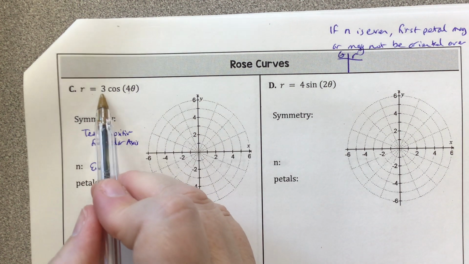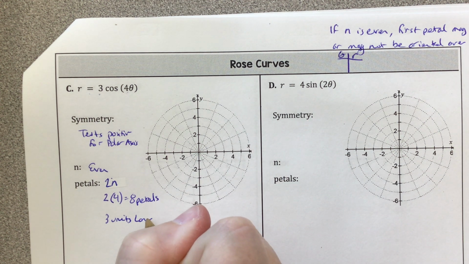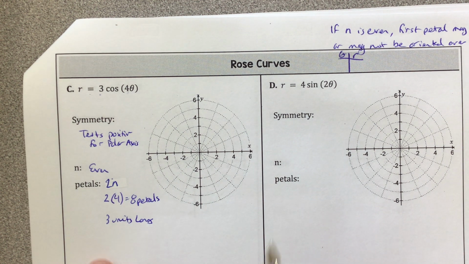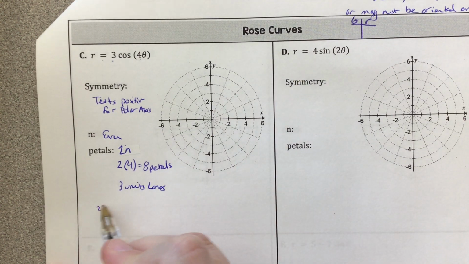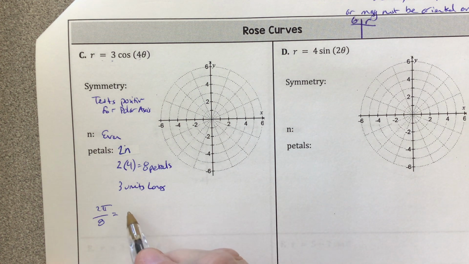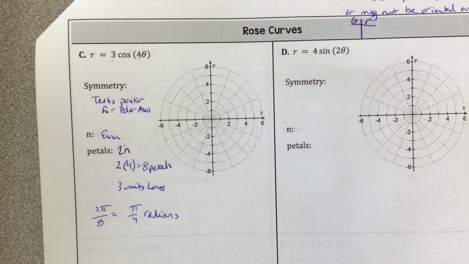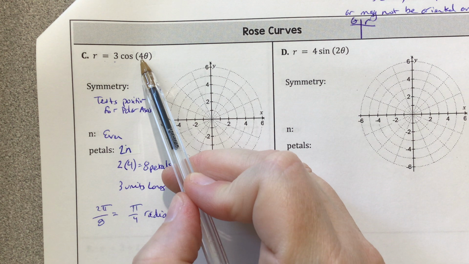How long will they be? 3 units long. Now, I know that I have 8 petals to spread evenly around a 2 pi radian circle, so those 2 pi radians divided into 8 parts, or pi over 4 radians, to get from the tip of one petal to the tip of the next petal.